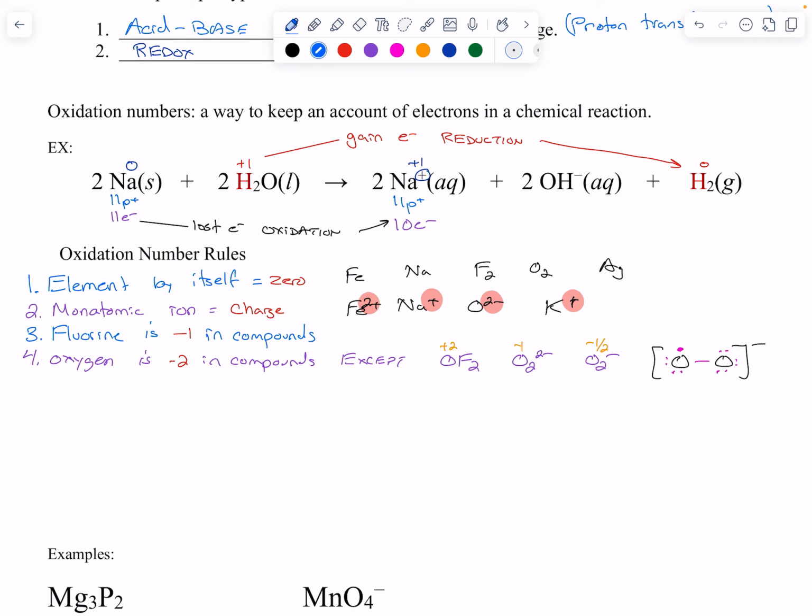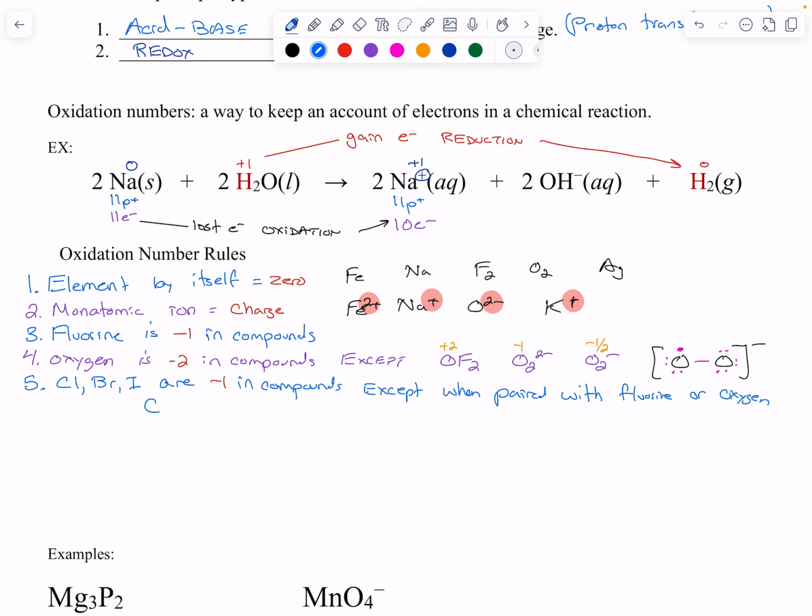Number 5, the rest of the halogens, Cl, Br, I, are -1 in compounds, except when paired with fluorine or oxygen.